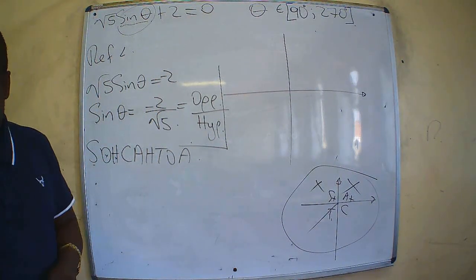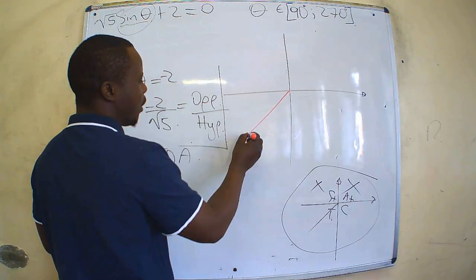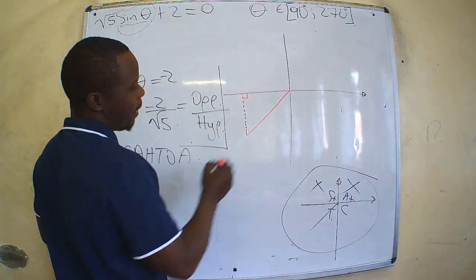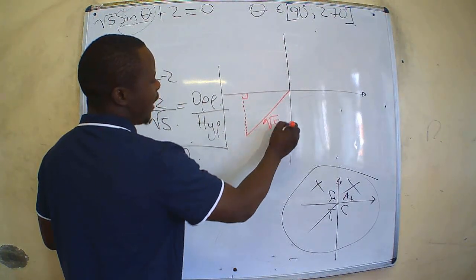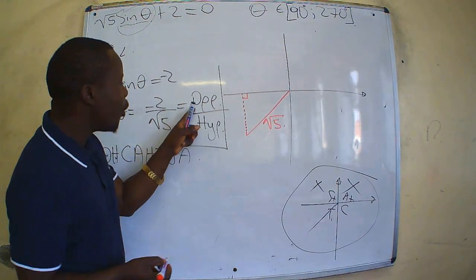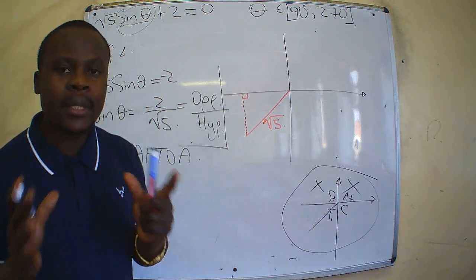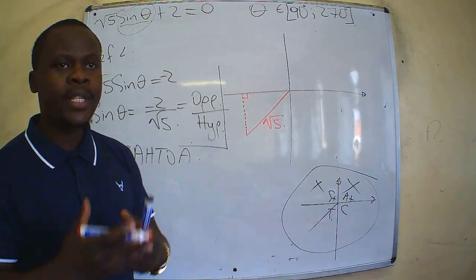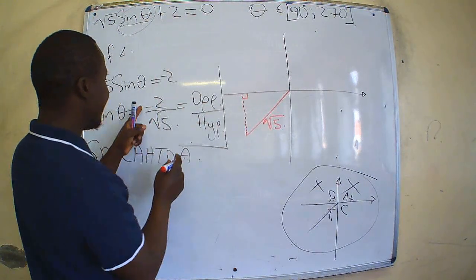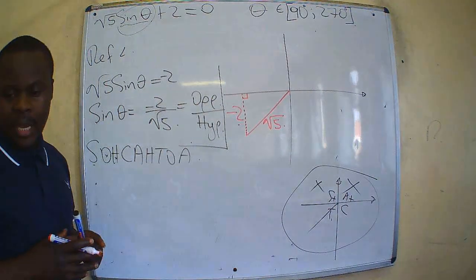So let's draw our angle. This is what our angle is going to look like. We draw a dotted line, and we have the square root of 5, and we are going to have our opposite. And I want you to understand, opposite is always the y-axis. Therefore, our opposite is going to be negative 2. So this is our negative 2.